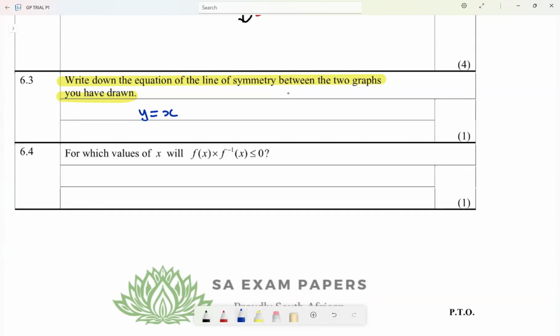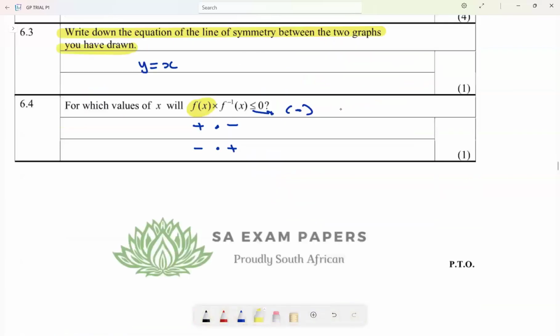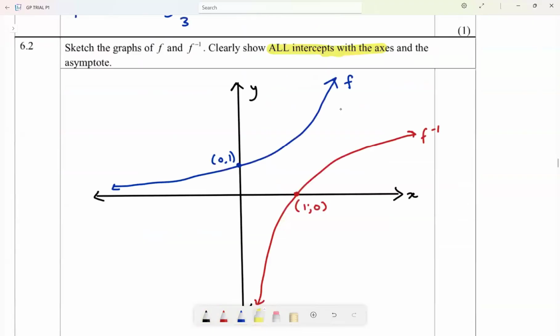And then they are saying, for which values of x will f of x multiplied by the inverse be less than or equal to 0? Remember, less than or equal to 0 means the outcome needs to be negative. For the outcome to be negative, this should be positive multiplied by negative, or negative multiplied by positive. But when you check the graph of f, the values of y are always positive. So this condition cannot happen, because f of x will never be negative. So we need to consider the condition where f of x is positive on its domain.